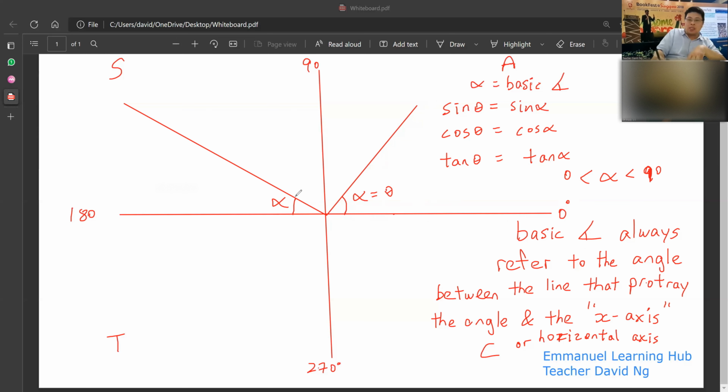So if you draw something and say this is alpha, the basic angle, between the vertical axis and the line, that is wrong. That's not true. The basic angle will never lie between the vertical axis and the line that you draw to portray the angle. Some students forget, because I mentioned horizontal axis, one ear in, the other ear out, and then they say the basic angle is this, which is wrong. Horizontal axis only.